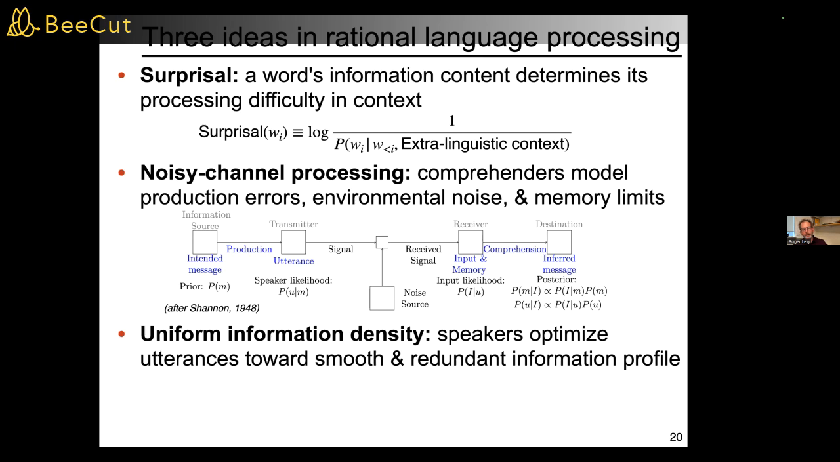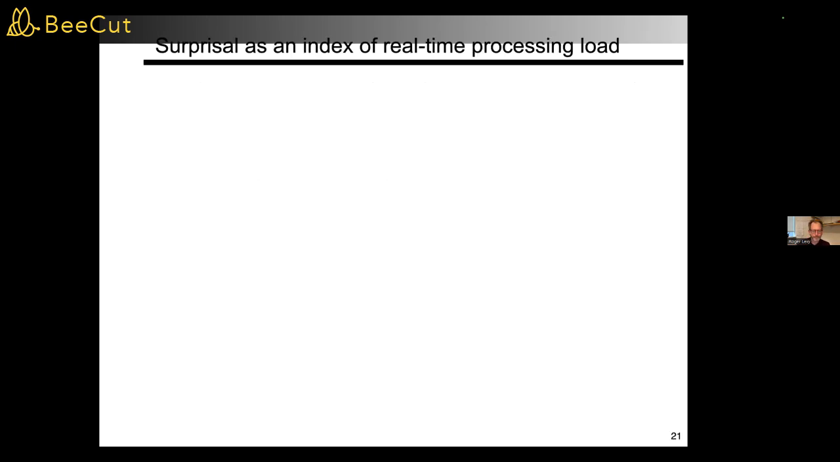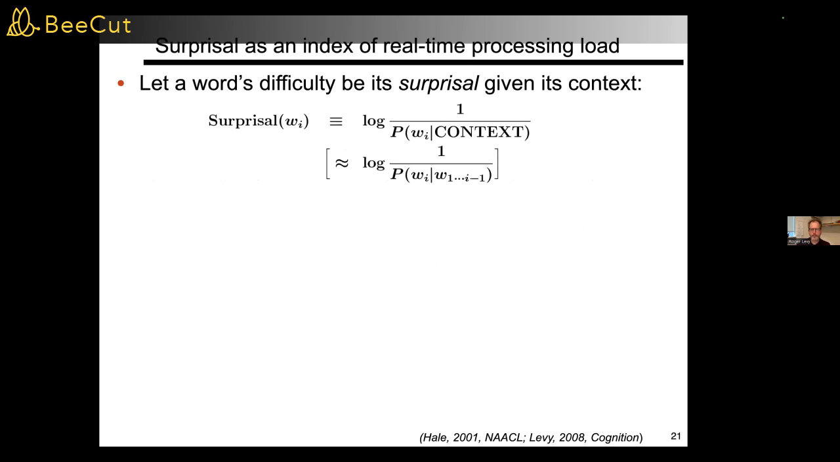And then the idea that I won't talk about today, but that I just want to allude to, is the idea that actually from an informational point of view, speakers utilize compensatory mechanisms to optimize utterances in terms of surprisal and noise. Okay, so I'll just take up the first one.